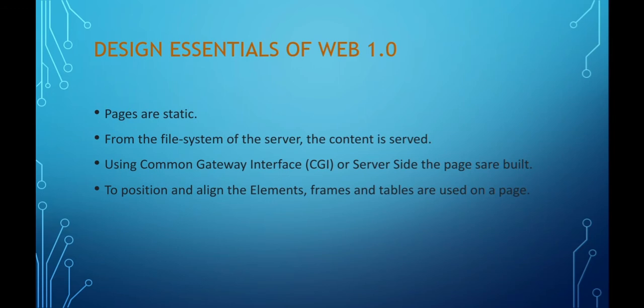Design essentials of Web 1.0. Number 1. Pages are static. Number 2. The content is served from the file system of the server. Number 3. Using the Common Gateway Interface, CGI, server-side pages share a build. Number 4. To position and align the elements, frames and tables are used on a page.